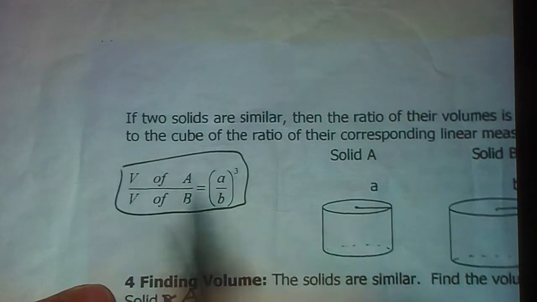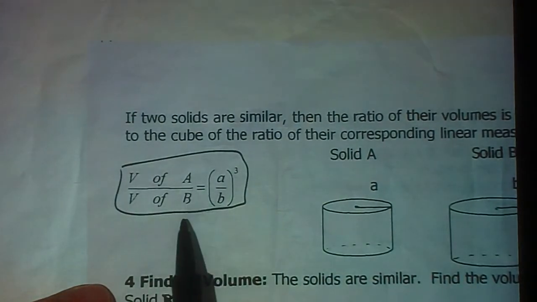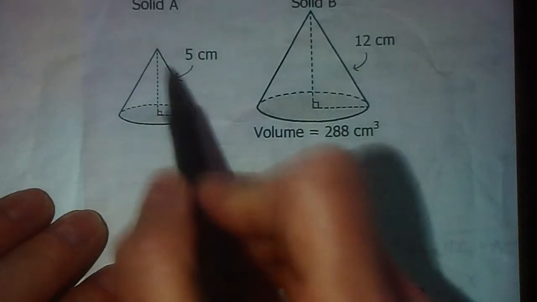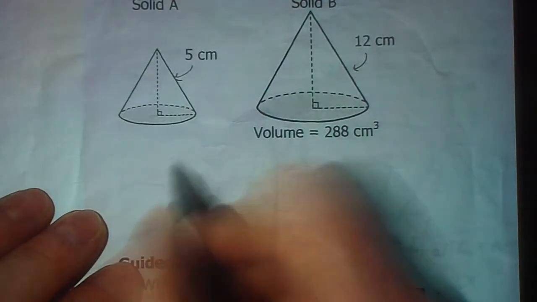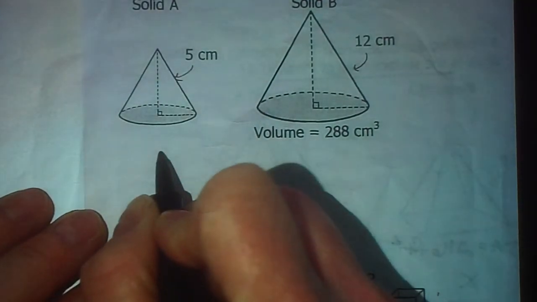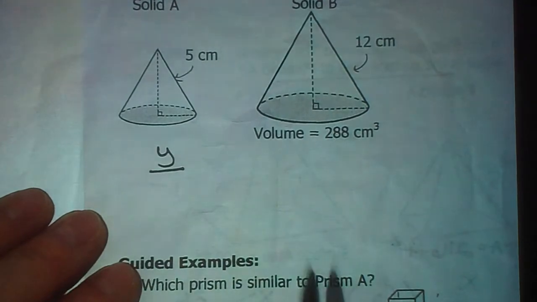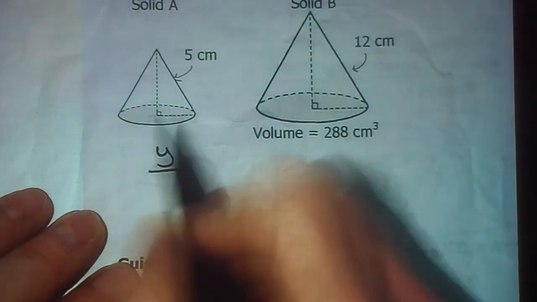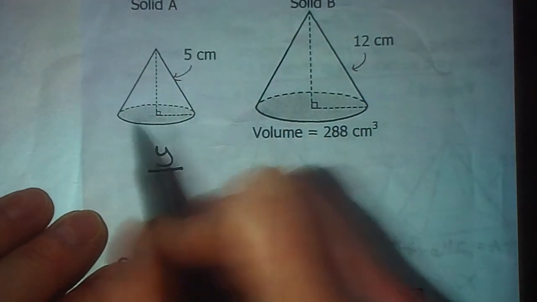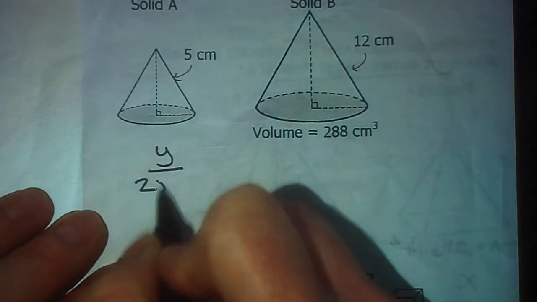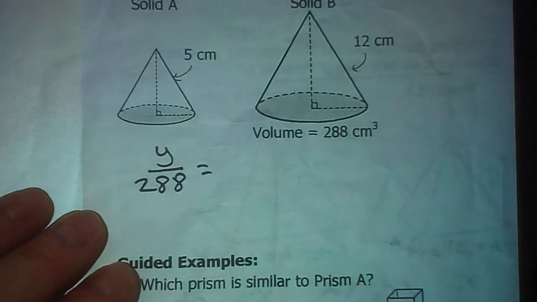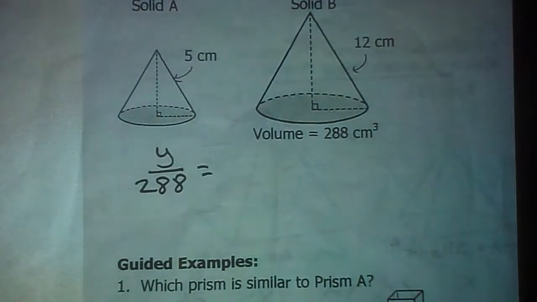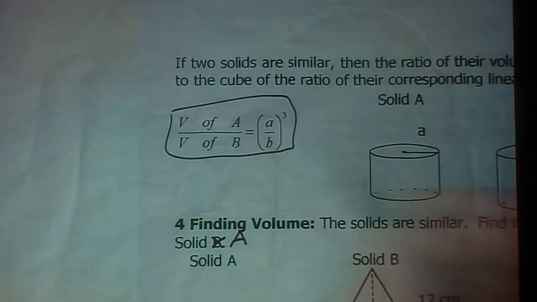Following this, it says to take the volume of A over the volume of B. We don't know the volume of A, so I'll call it Y this time. Why, you ask? I don't know. I just feel like it. So there's Y. That's the volume of A. The volume of B is 288. Up top, it says that we're supposed to set that equal to their linear measures to the third power.